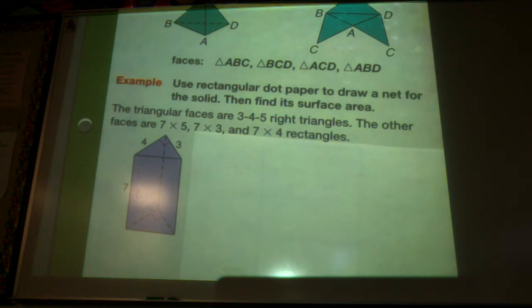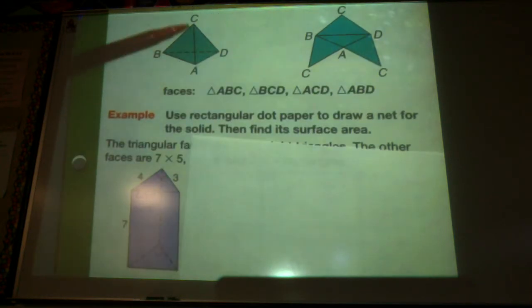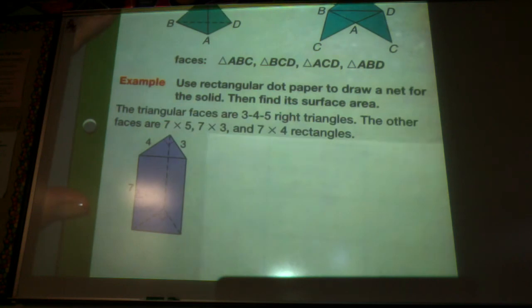And not every net is going to look the same. But you do have to be careful where you put the bases of the net. Like on this particular prism, these are the bases. Not because it's sitting on them, but because they are the parallel faces. These are the only two parallel faces on that prism. And there's a difference between a prism and a pyramid. Pyramids, all the faces but one come to a point, like here. Whereas on the prism, all the faces do not come to a single point. Rather, you have two parallel faces.